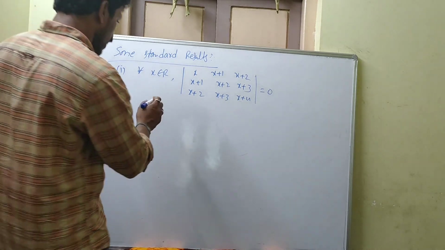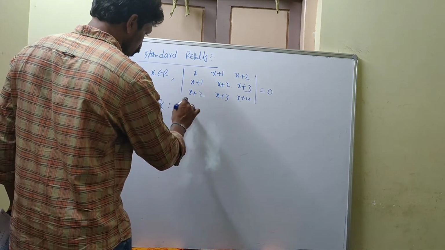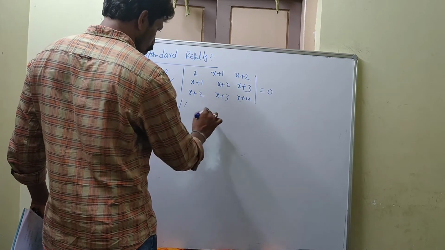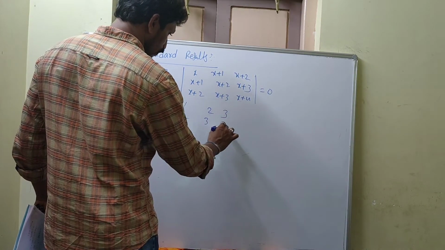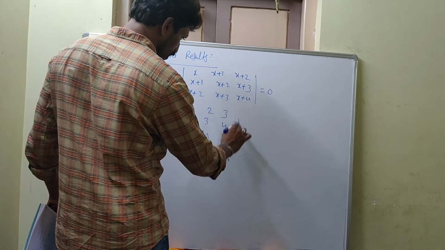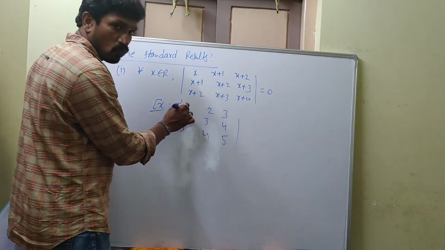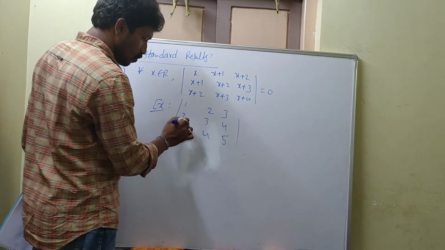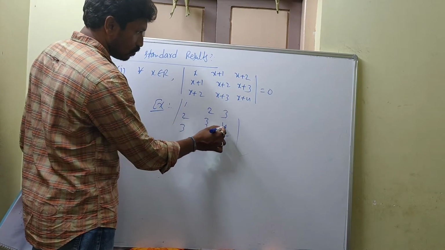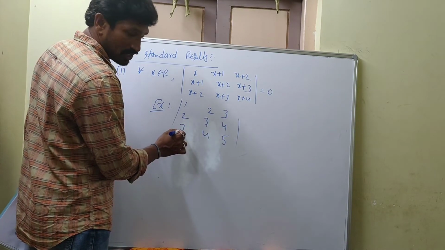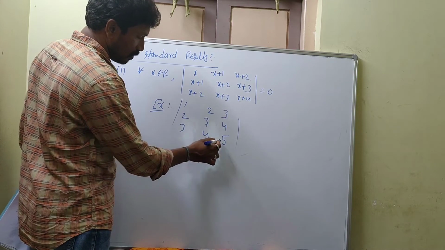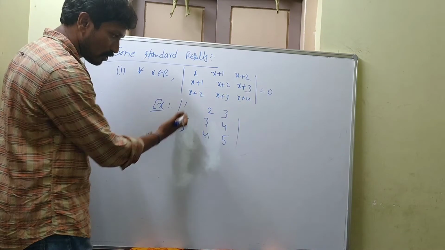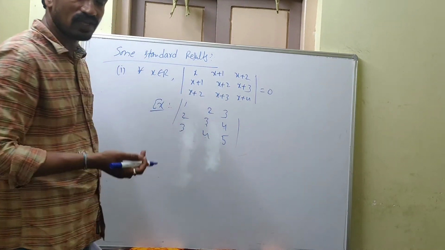To take one example here, take 1, 2, 3; 2, 3, 4; 3, 4, 5. Here x will be 1: 1 plus 1, 1 plus 2; 1 plus 2, 1 plus 3; 1 plus 3, 1 plus 4. Here x acts as 1. So whenever you have this, the value is always equal to 0.